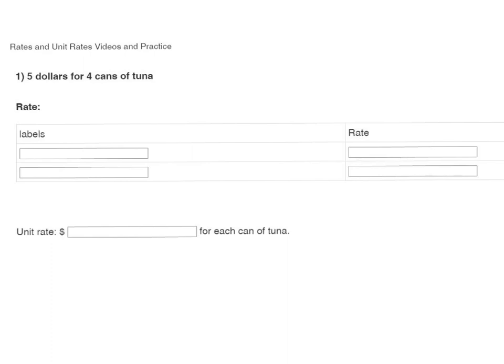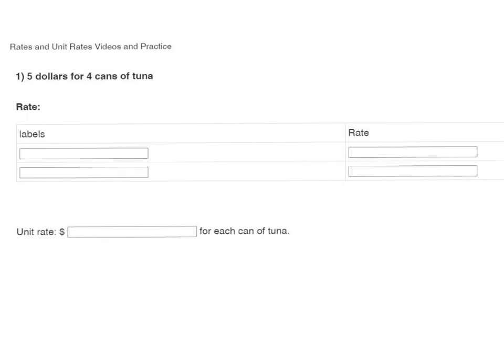So what we're working on today is rates and unit rates. Rates are similar to ratios, except that what you're comparing are two different units. So say for instance you have dollars and you have cans. So when you have dollars and cans, you can't really add those up.